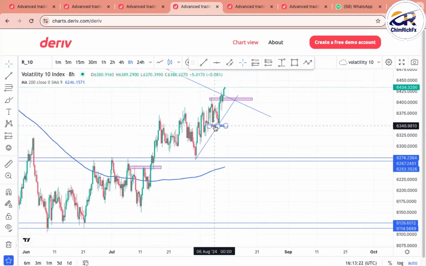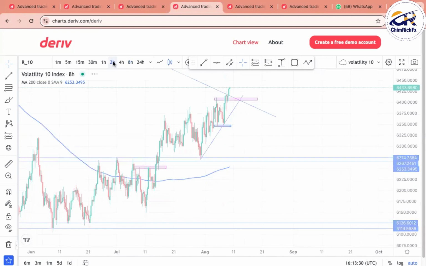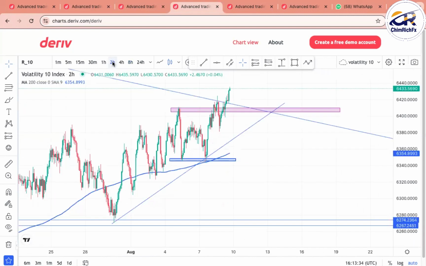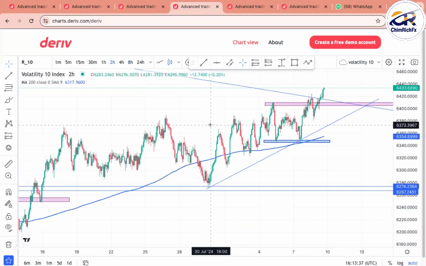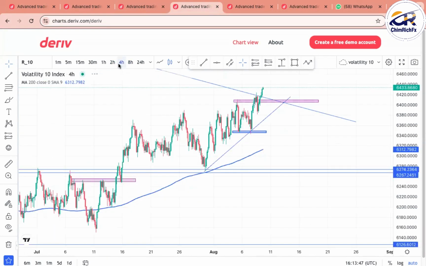Price has still been on the buying trend. Let's take a look from the 2 hours time frame. And V10 index is a very, very good index that I've been trading for some time. I love its movement and the rest. Now, from the V10, let's take a look at the 4 hours again.